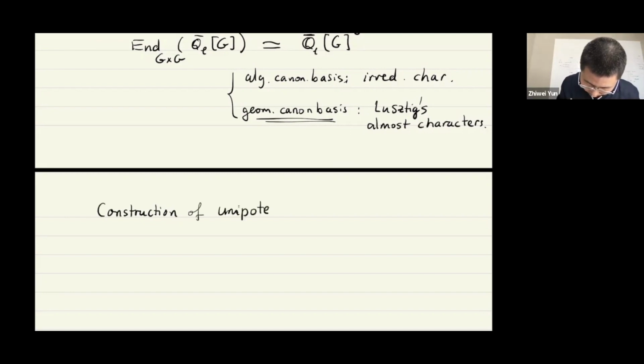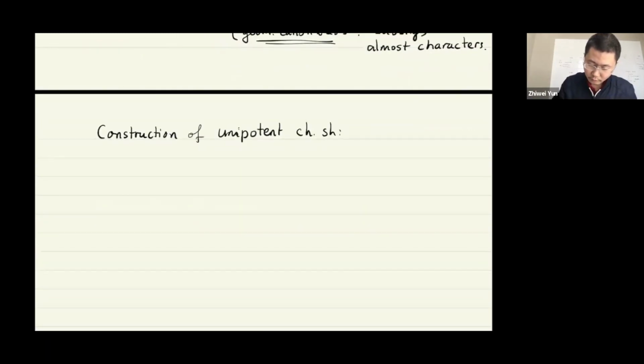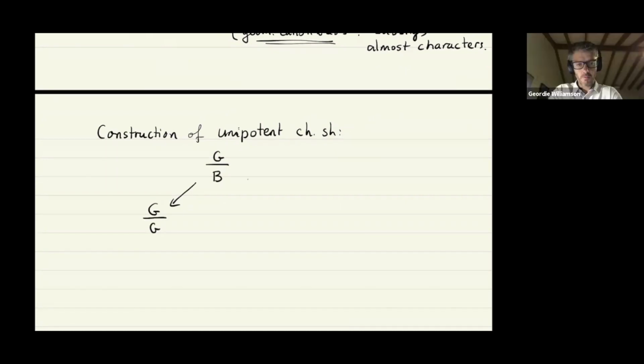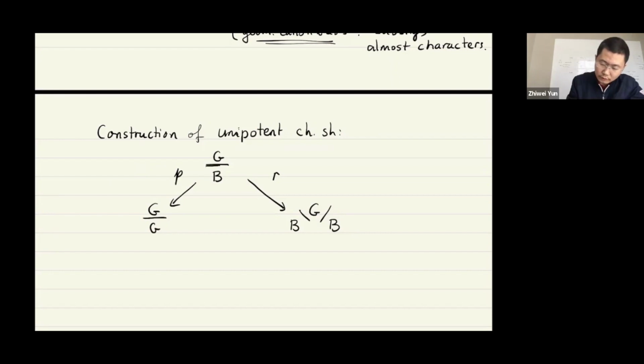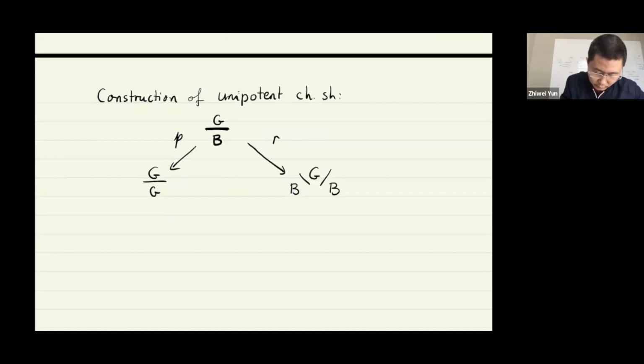Just in the unipotent character sheaf case. The construction uses this diagram, the horocycle transform. If I write this quotient in the form of a fraction, this means an adjoint action. So this is G mod G by conjugation.